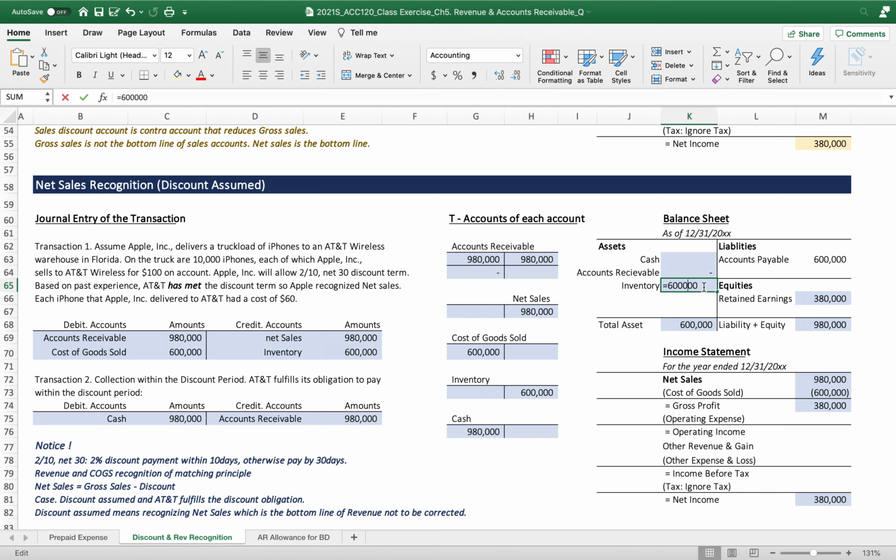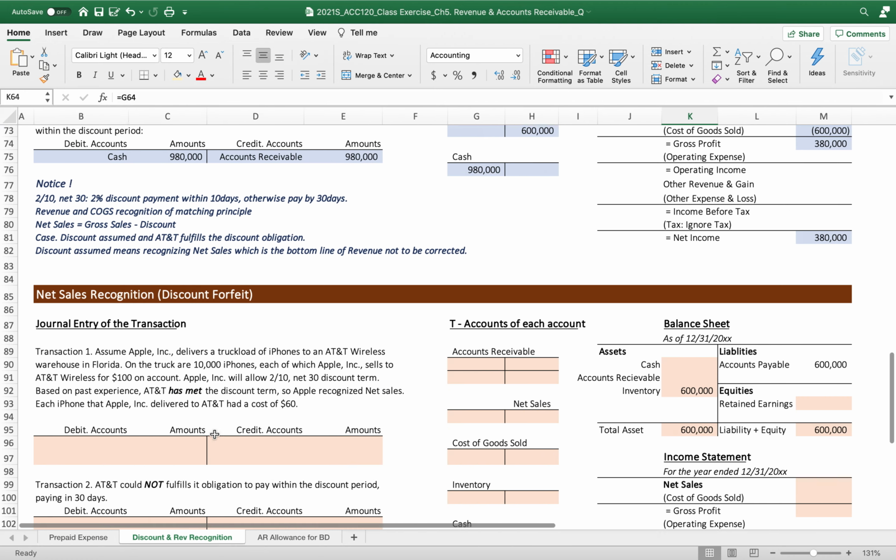Then inventory out when Apple sold, net cash received 980. So we balanced out 980, the total assets and liabilities plus equity. Okay, this is just a normal transaction starting from net sales, assuming that this business partner, the customer, will pay within this discounted term to take the discount percentage. So we started from the net sales, just after the 2% discount.